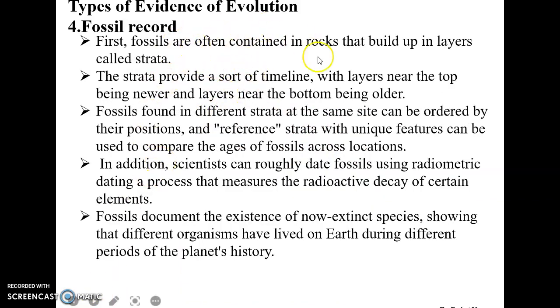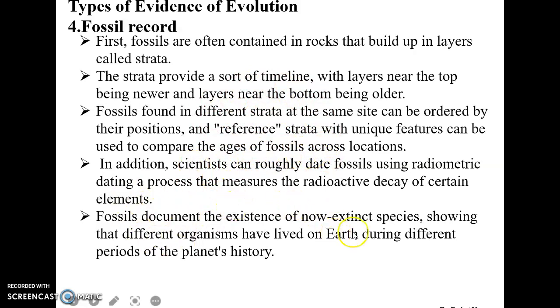First, fossils are often contained in rocks that build up in layers which are known as strata. Basically, these strata provide timelines. The layers near the top are considered newer, while the layers at the bottom are considered older. So these strata are reference lines where unique features can be used to compare the ages of the fossils present in the reference strata.